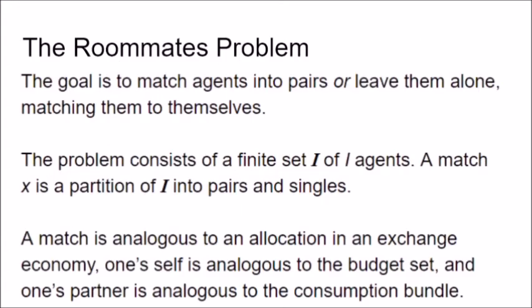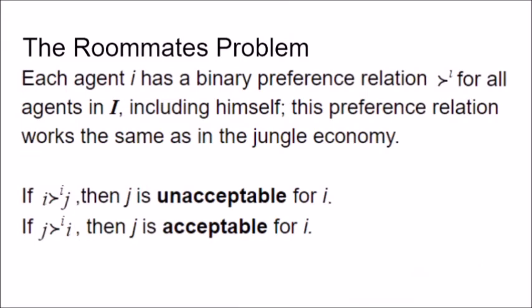The first example of this kind of problem that we will look into is the roommates problem. Now, the goal of this problem is to match agents into pairs or leave them alone. Leaving an agent alone will be equivalent to matching them to themselves. So the problem consists of a finite set of agents, which is given by big I. A match, labeled X, is a partition of I into pairs and singles. Now, each agent i has a binary preference relation for all agents, including himself.